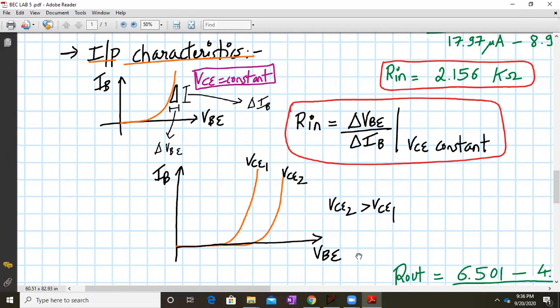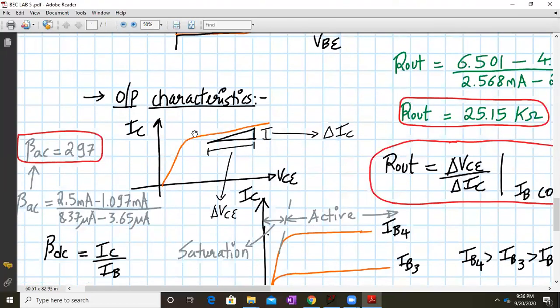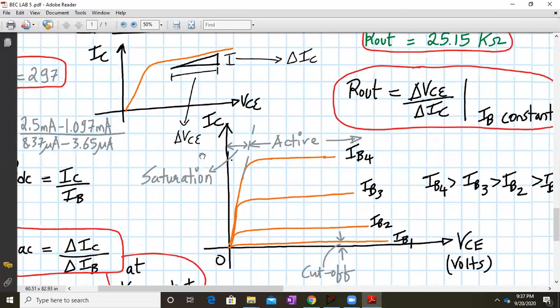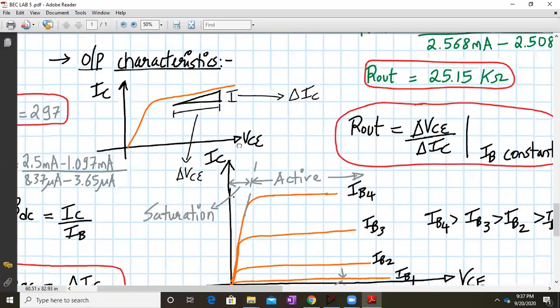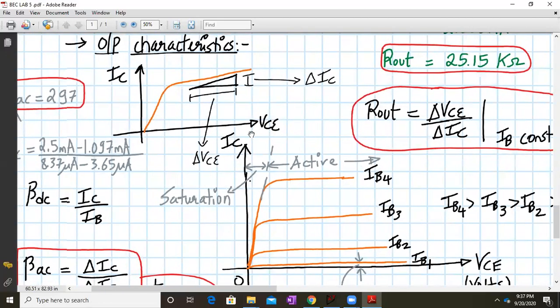Again, I repeat, the input characteristics of a common emitter configuration is a graph between the IB current, which will be in microamperes, versus VB voltage. And the output characteristics will be between IC, that is the collector current, versus the collector to emitter voltage. So this is my output characteristics. For the family of curves, that is for different values of IB, it will look something like this, that is IC versus VCE. Here IB4 will be greater than IB3, which is greater than IB2, which is greater than IB1. So this is what the output characteristics will look like for a common emitter configuration using an NPN BJT.